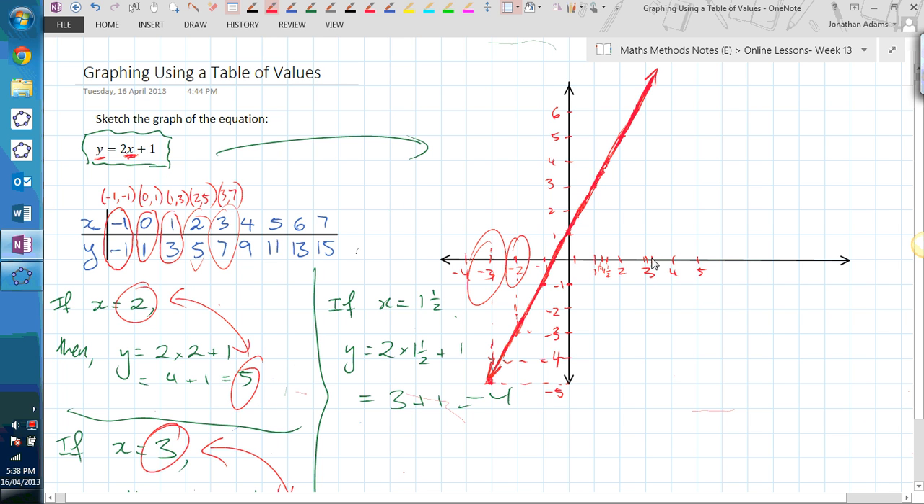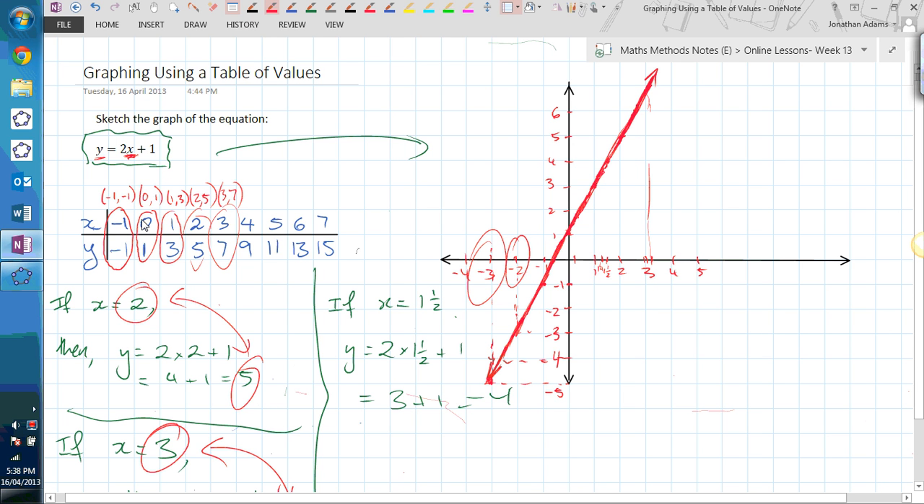I could pick pi if I wanted, hanging out around here, and find out what the number would be on the y-axis. I can put any number I like on the x-axis in, and it'll tell me what the corresponding y-coordinate would be. So that's how we graph a line using a table of values.